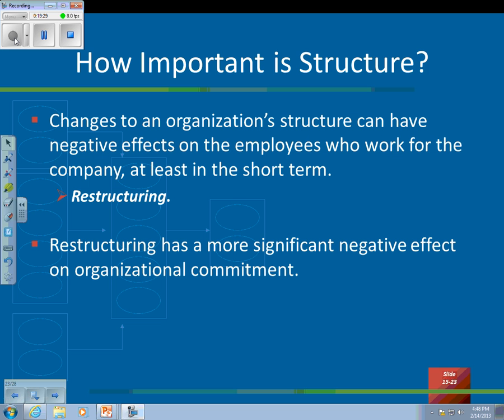Okay, this audio is going to end, and the next audio will take up with the subject of organizational culture. Thank you.